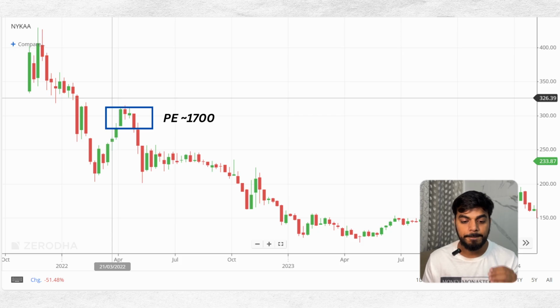So that 1700 PE was a clear indicator that you should exit that stock, and you could have avoided the losses that you would have made otherwise. So PE becomes a very straightforward indicator. You compare it with the industry, you compare it with the peers, and if it's significantly higher, don't enter a company with an unrealistic PE ratio, that is, price to earning ratio, because that is not justified.